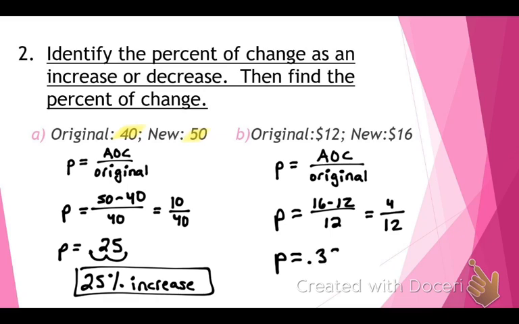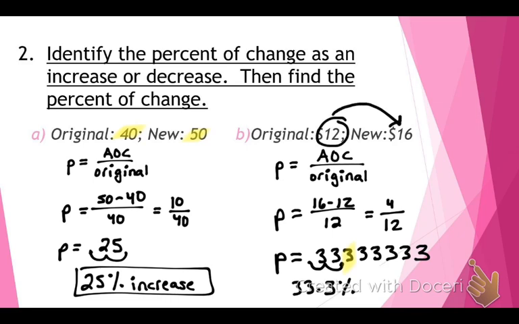0.3 repeating. Now remember, that means it goes on and on and on forever. Now I don't need it to go on and on forever, but in order to turn this into a percent, what do I do with my decimal? Move it over 2 places. 2 places to the right. And we know I don't want it to go on forever like we talked about. We will always round it to the nearest tenth, which is this number right here. So what is my answer? 33.3%, okay?